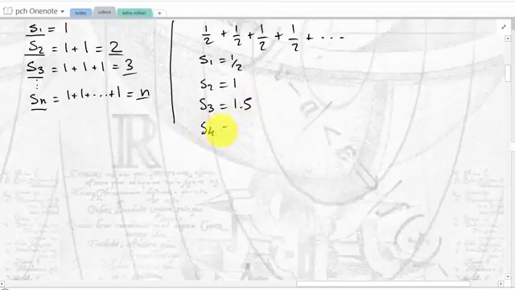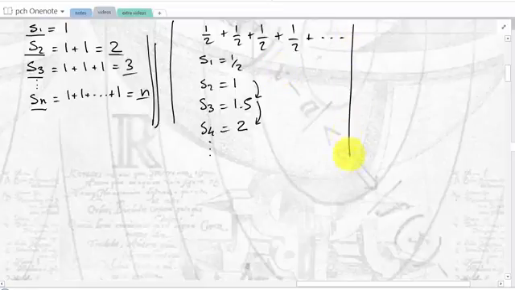So, for example, what is S1? That's 1/2. What is S2? Well, it's 1. What is S3? It's 1.5. S4 would be 2. And on and on and on. They're still getting bigger, right? 1, 1.5, 2, 2.5, 3, 3.5. They're getting bigger a little bit slower than the previous one, but they're still getting bigger, right?